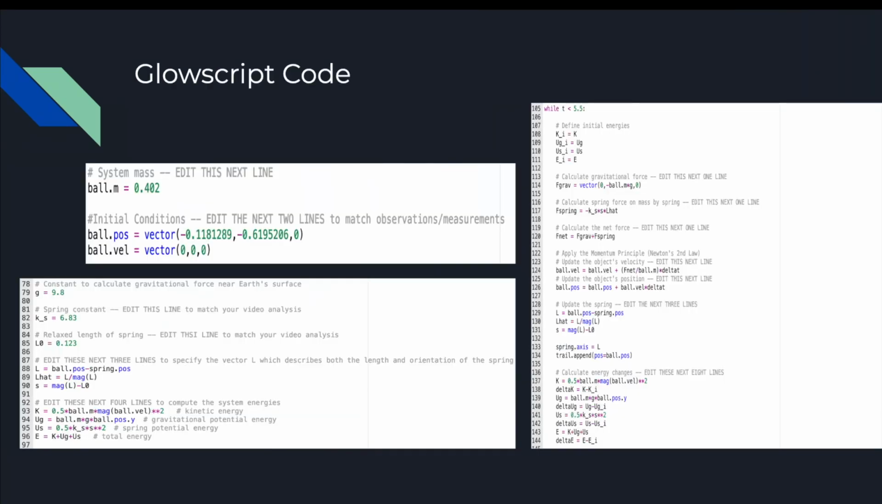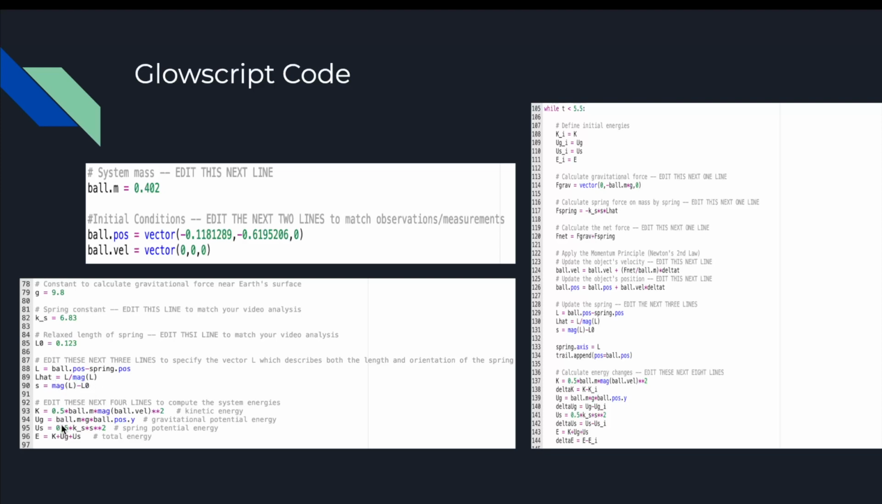Here's the GlowScript code. I set the ball's mass and the initial position and velocity to be the ones found in Tracker. And then over here, this is used to find the length of the spring, the difference of the relaxed length and the stretched length minus the relaxed length.